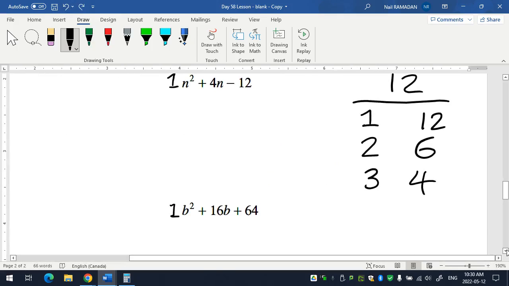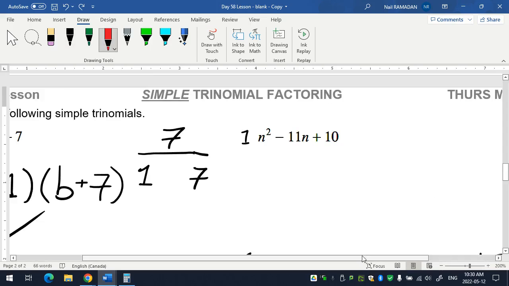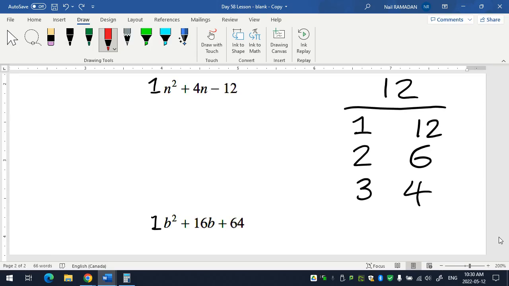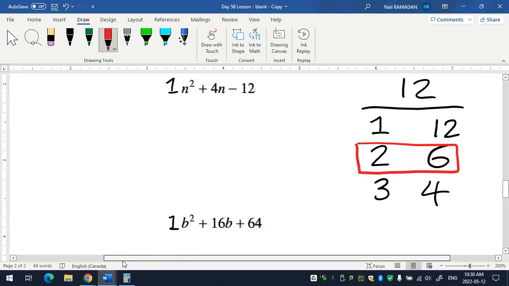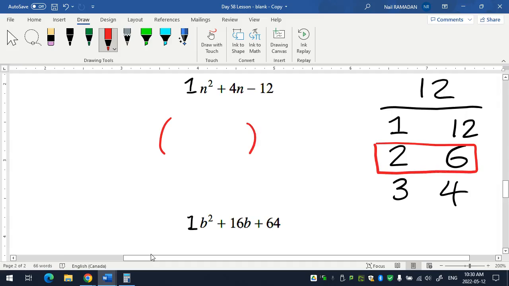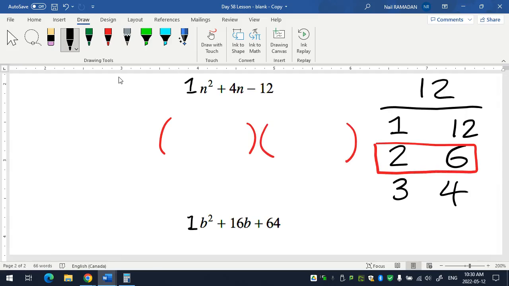Yeah, 12 and 1 are way too big. 12 plus 1 is 13. 12 minus 1 is 11. 4 and 3 are not quite right because 4 plus 3 is 7 and 4 minus 3 is 1. So the only pair that must work is what? 6 and 2. It was 2 and 6. All right, so go ahead, everyone. Circle 2 and 6. Okay, so here is my bracket. Bracket, bracket, bracket. N, sorry, not X. What symbol? N, N. 2 and 6.